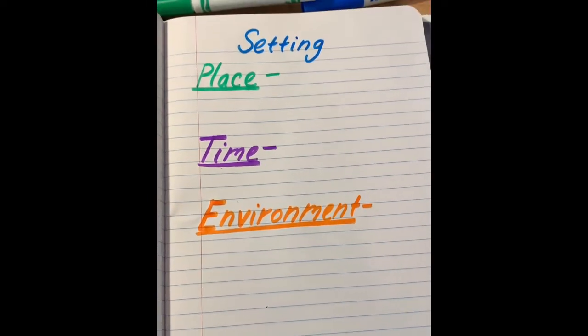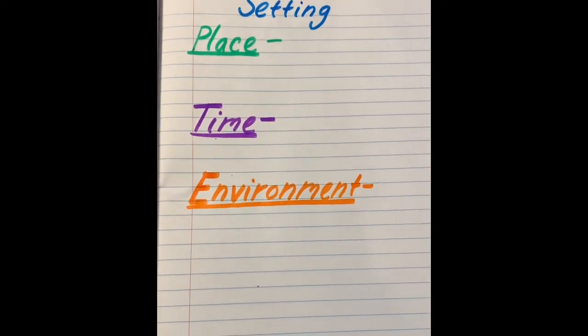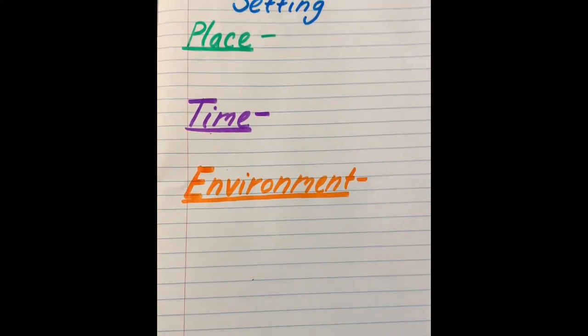You'll learn one thing about Mrs. Clune is she loves to color coordinate. So I put different colors for each of the different parts of the setting that I'll be writing about. First, I'm going to be thinking about the place.